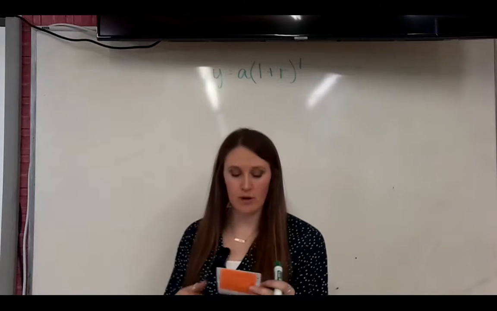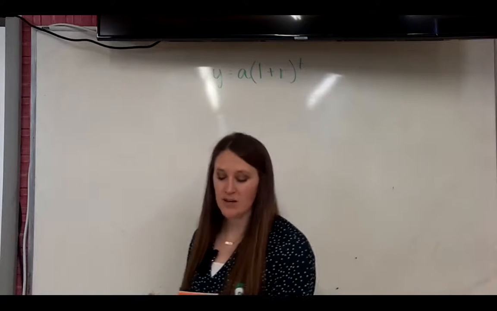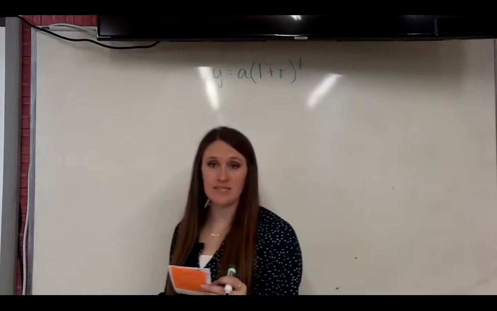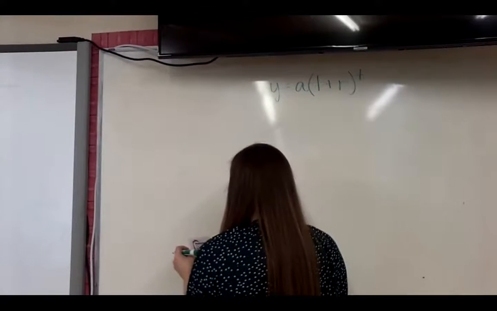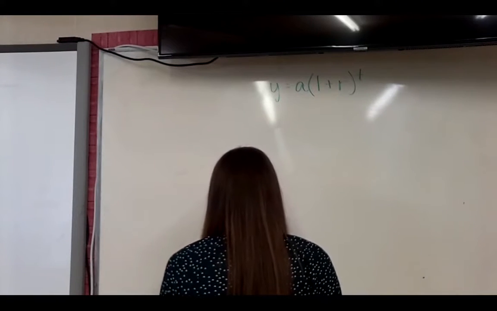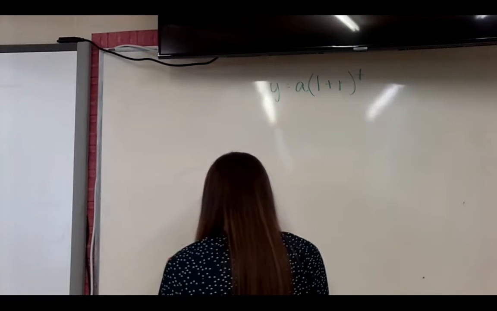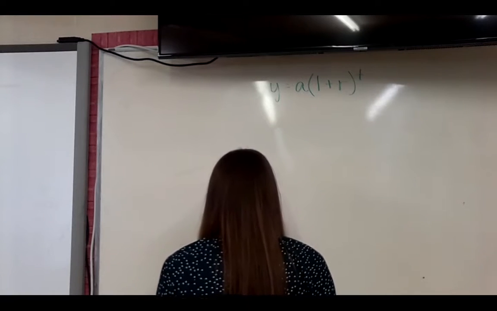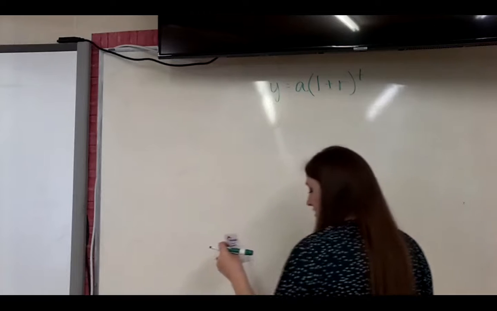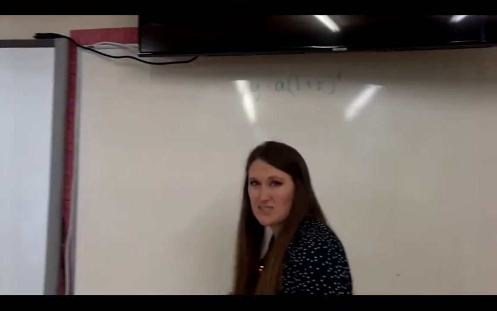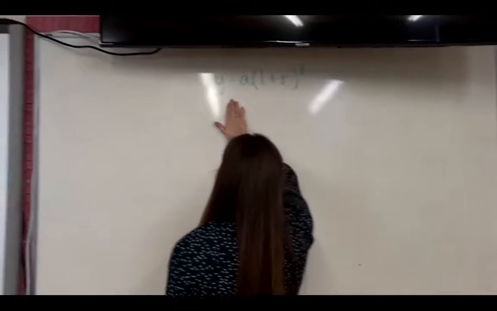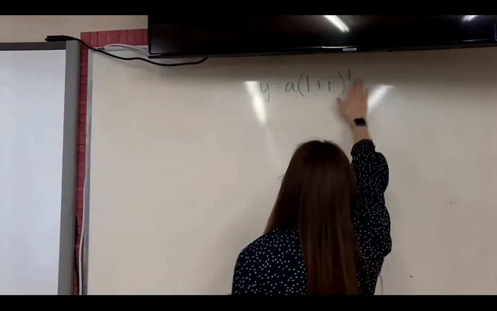Problem number 1 was a word problem. It said a website has 500,000 members in 2016. The number of y members increases by 15% each year. So for A, write an exponential growth function that represents the website members t years after 2016. So our initial formula, and I realize you can't see that super well, but it says y equals a times 1 plus r to the t.